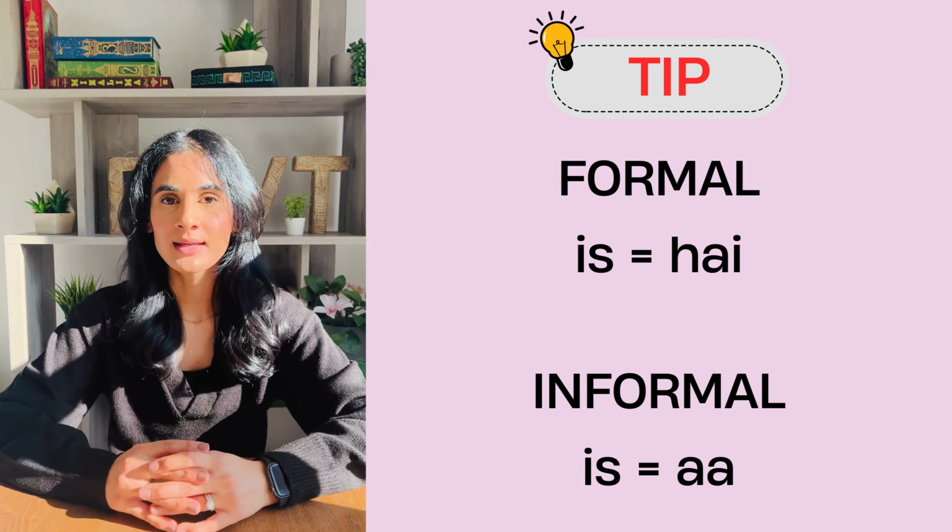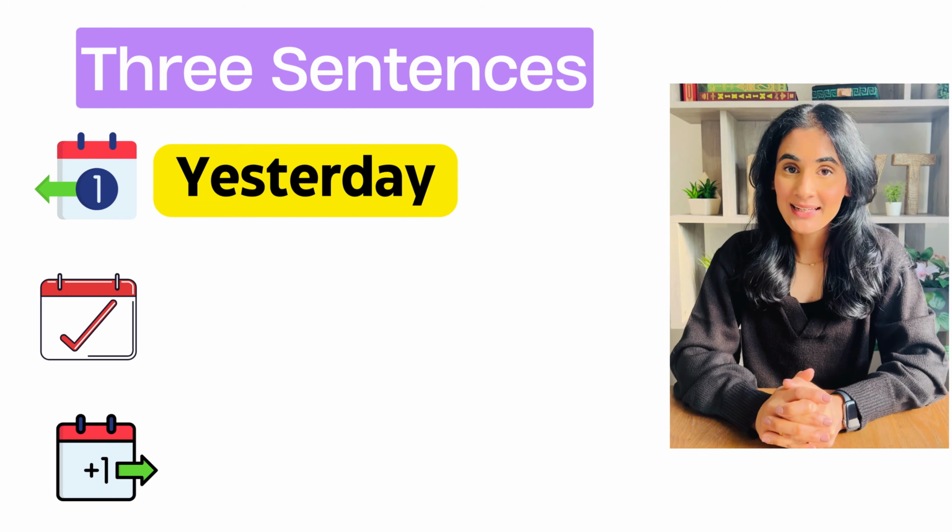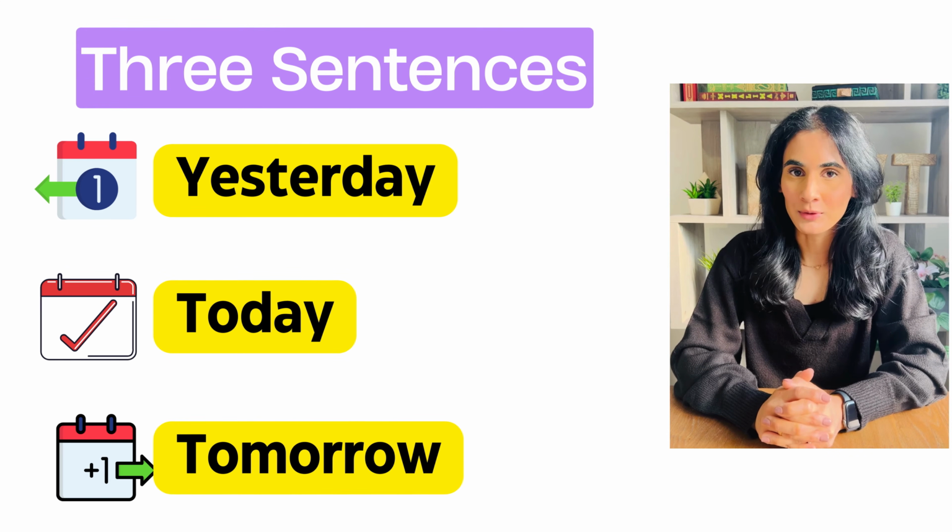So most people end their sentences with a. E kal nu a, e aj a, o kithe a, kithe a, tu kithe a. Next, we'll cover 3 sentences with the words yesterday, today, and tomorrow.